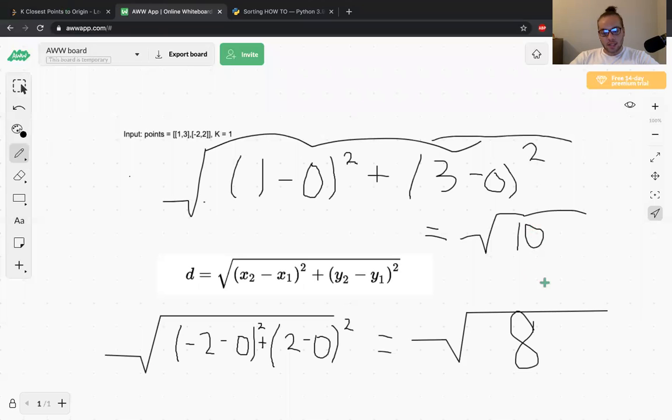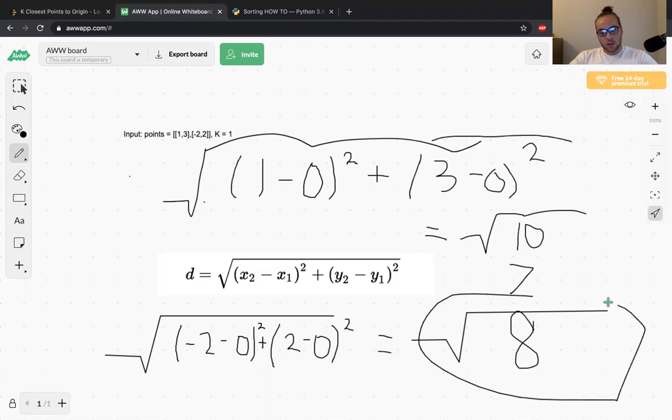So here we have 10. We're supposed to take the lesser one, right? We know that the square root of 8 is less than the square root of 10, right? So this is the one we want to return. We want to return the coordinates associated with the square root of 8, because we're only going for k equals 1, the one that's the closest. If it was k equals 2, we would include all of them, right?